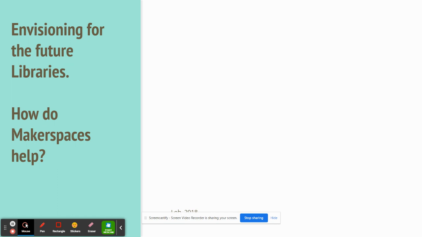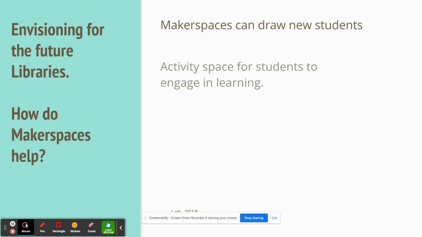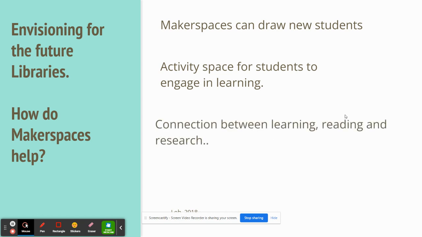So when we talk about envisioning what future libraries will look like, how do makerspaces help? One of the things that makerspaces could do is draw students who are not typically attracted into the school library through its focus. The concept of doing suggests that the library can be an activity space for students to engage in learning. And by situating makerspaces in the library, schools also make the connection between learning, reading, and research, which is very important.